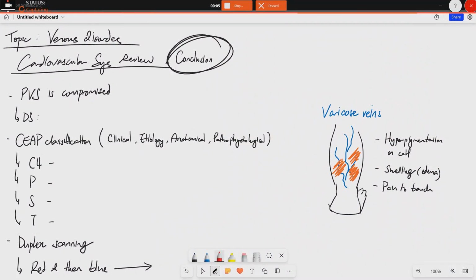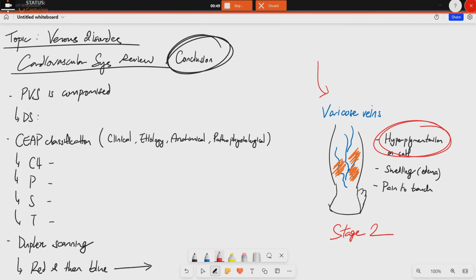So I will give a conclusion on the cardiovascular system review. Upon inspection, palpation, percussion, and auscultation, there are no problems with the central cardiovascular system. However, the peripheral vascular system is compromised. And this is varicose veins, and there is hyperpigmentation on the calf, as well as swelling and edema, and it is painful to the touch. According to the classification, this is stage 2 of varicose veins because of the presence of hyperpigmentation of the calf.